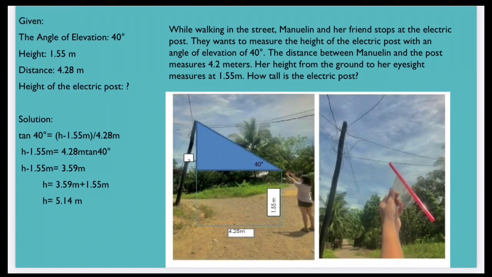The given: the angle of elevation is equal to 40 degrees, the height is 1.55 meters, and the distance is 4.28 meters. Solution: tangent 40 degrees is equal to height over distance, 1.55 meters over 4.28 meters. So the height is 4.28 meters times tangent 40 degrees. When we use the scientific calculator, the result is 3.59 meters. So next, the height is equal to 3.59 meters plus 1.55 meters. So the height of the electric post is 5.14 meters.